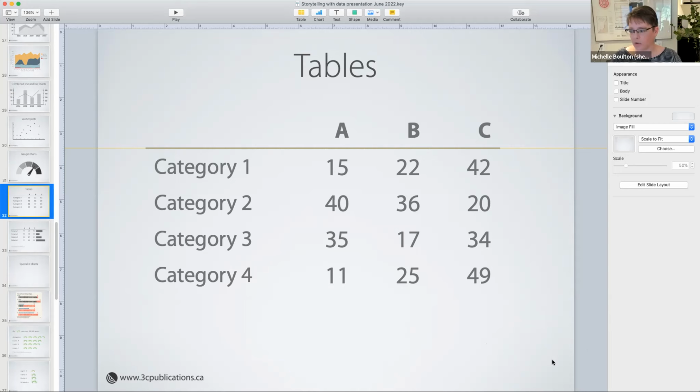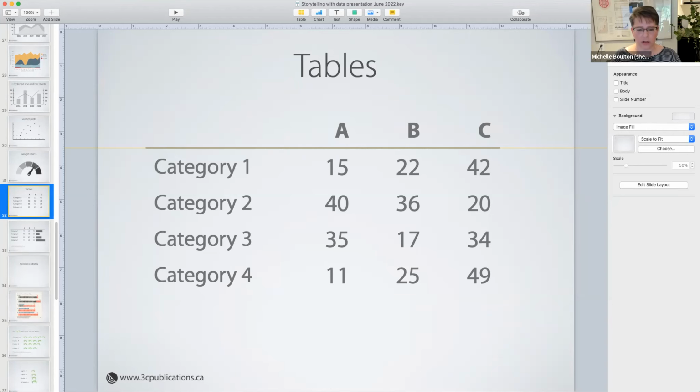So what are some of those uses? Let's say, we talked about having really big numbers that we're comparing to really small numbers. Well, in a chart, the little guy gets lost entirely. But if you have a table, the data is there and your readers can see it.